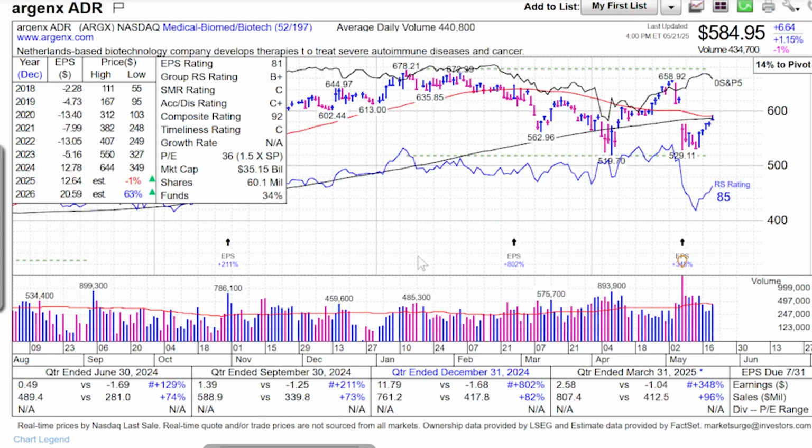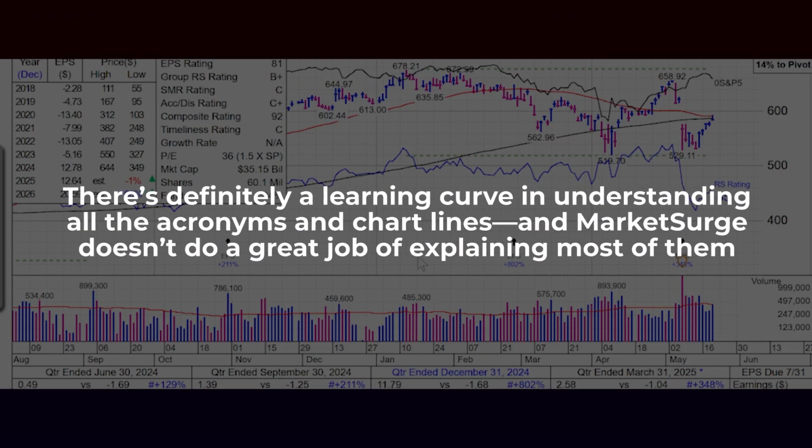So as I've said, I think this is a really cool platform in the way that it brings together different types of information to help you make decisions. I find that it can be a little overwhelming at first. There's definitely a learning curve to figuring out what all of the different acronyms and lines on these charts mean. I'll say that MarketSurge doesn't actually do a great job of explaining many of them.